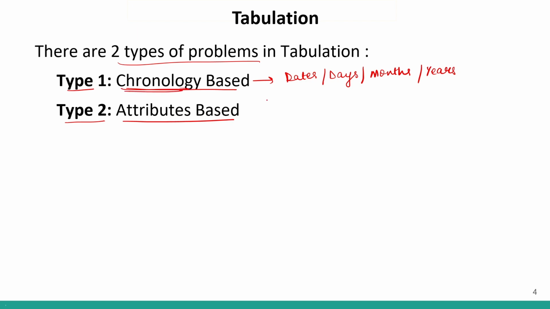Attributes based can be: they are visiting various cities, they are eating different food, they are wearing different colors, they are living on different floors. Anything different than chronology, anything that is an attribute, those kinds of questions can come in your attribute based problems.